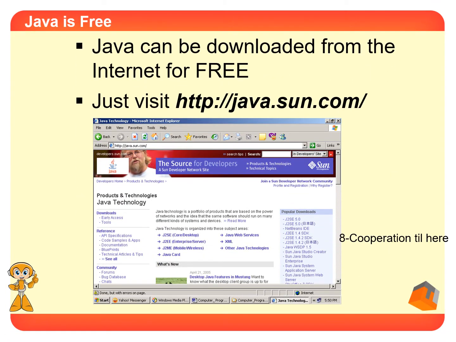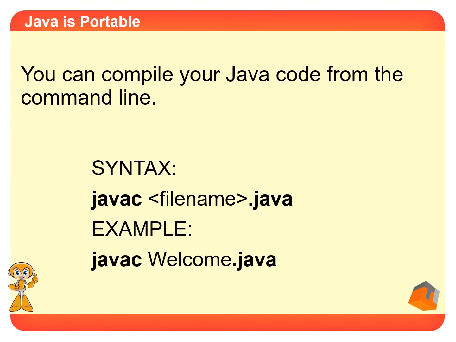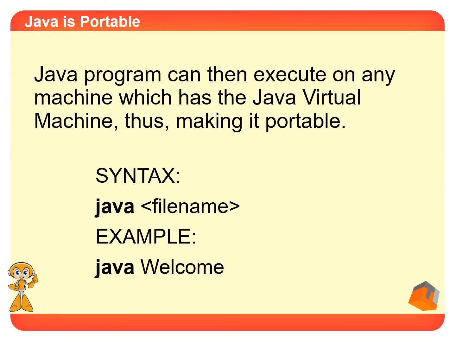Java is free. Java can be downloaded from the internet for free. Just go to java.sun.com. Then you can compile your Java code from the command line that makes the Java portable. These are the command line of Java. And also Java can execute on any machine which has the Java virtual machine. As long as you have the Java virtual machine, you can execute the Java codes.